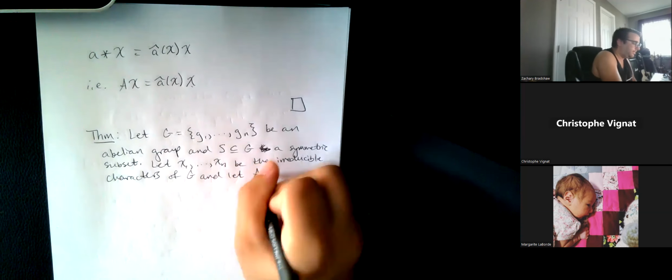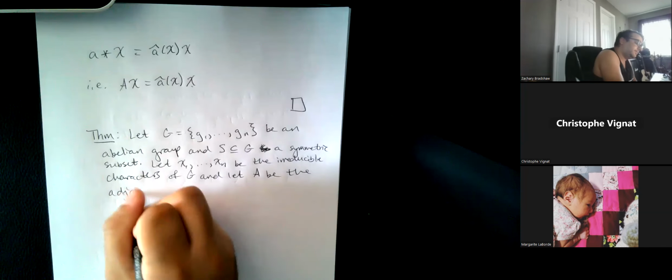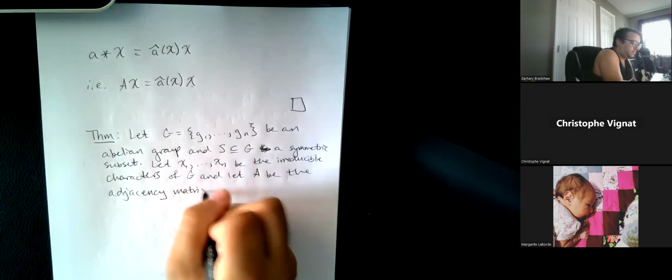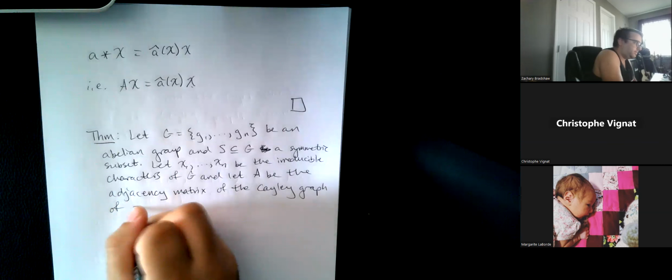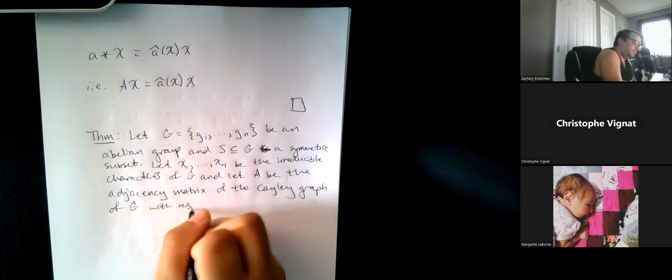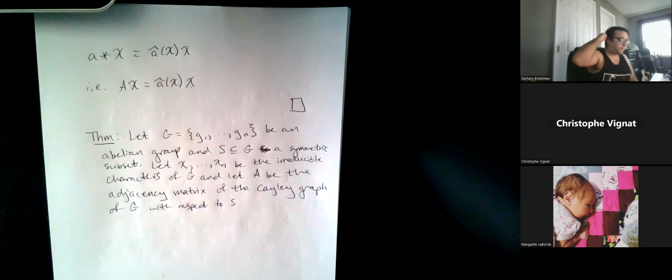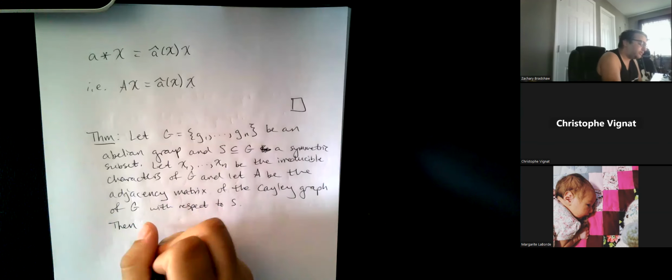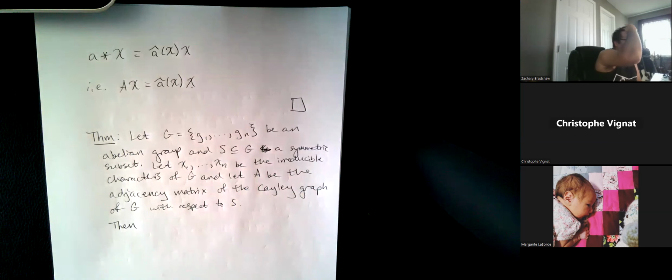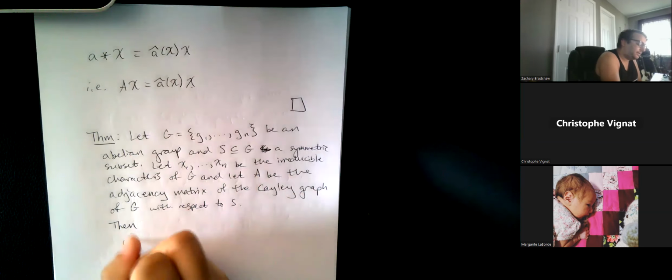And let A be the adjacency matrix of the Cayley graph. So all notation: we have an abelian group, and we have a symmetric subset that allows us to produce a Cayley graph. That group also has irreducible characters, and it has an adjacency matrix associated with the graph. And the way we describe the eigenvalues of this adjacency matrix, i.e. the spectrum of the graph, is like this.